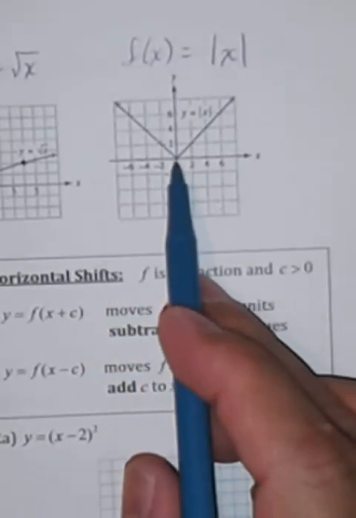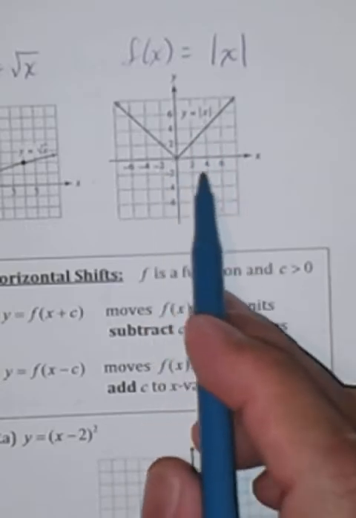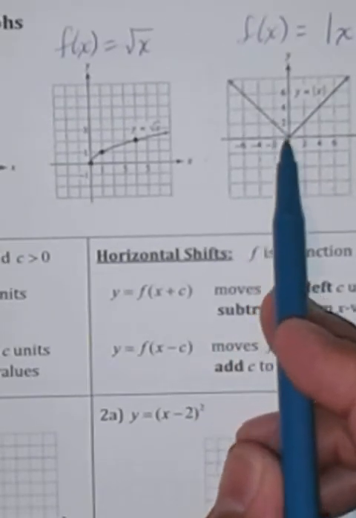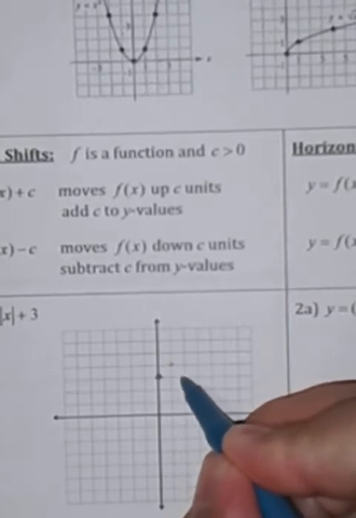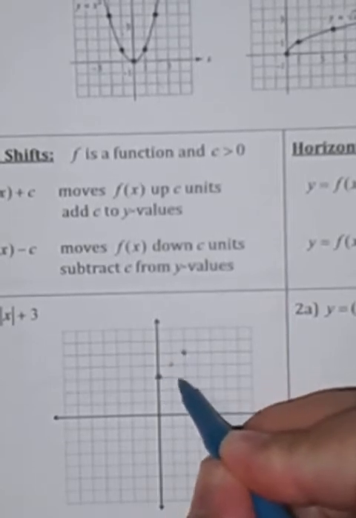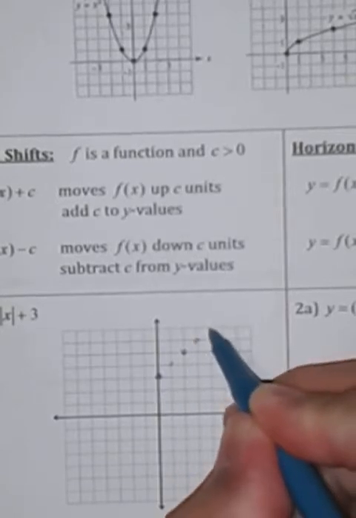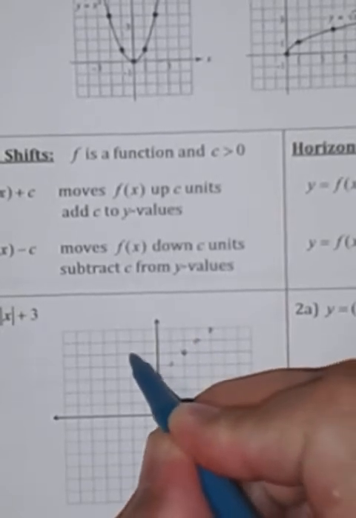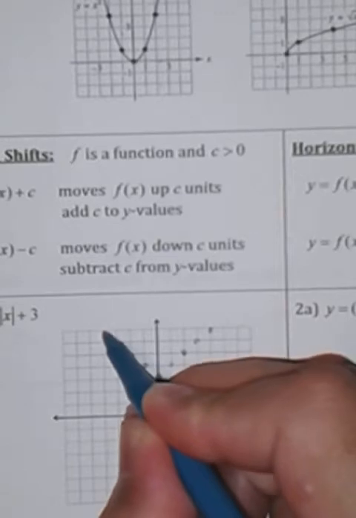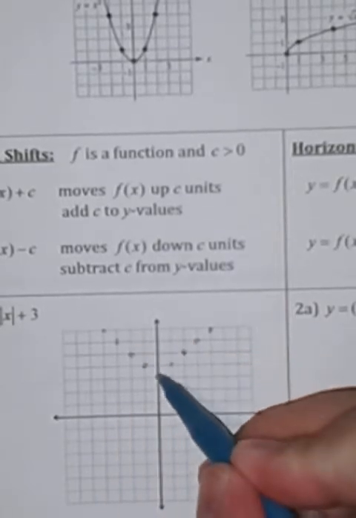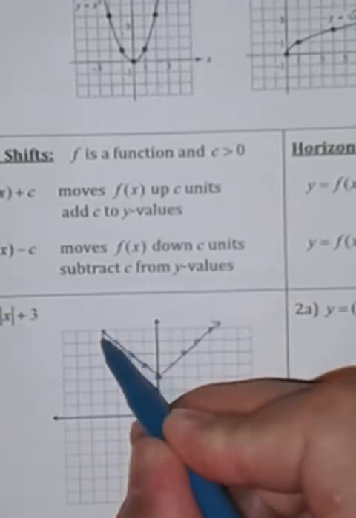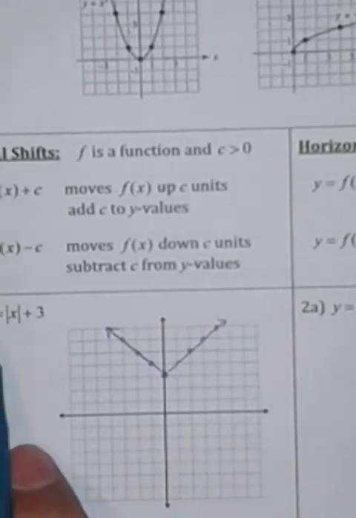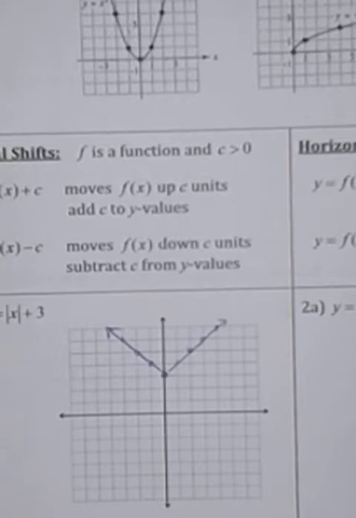And then I'm just going to follow the pattern. 1 to the right, 1 up, 2 to the right, 2 up, 3, 3, 4, 4. Same thing to the left, 1, 1, 2, 2, 3, 3. Notice I start at the vertex all the time. 3, 3, 4, 4. And same thing to the left. Of course, notice you could also just follow that slope of 1 and negative 1. There's my y equals absolute value of x plus 3.